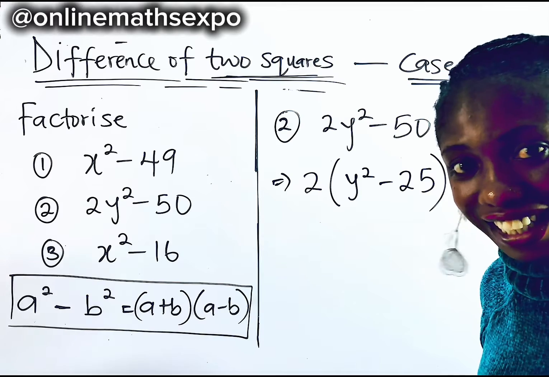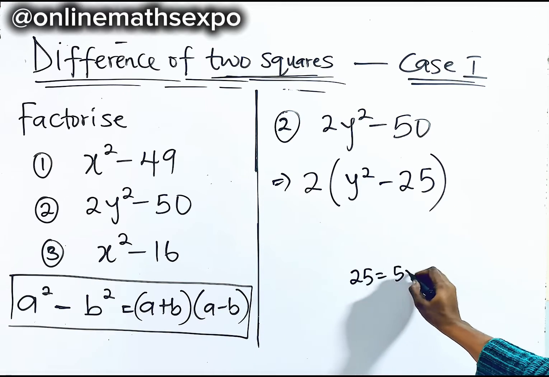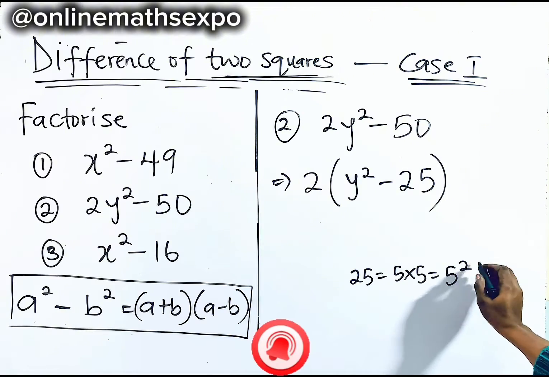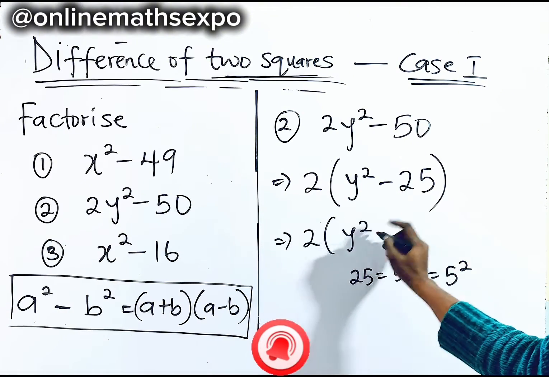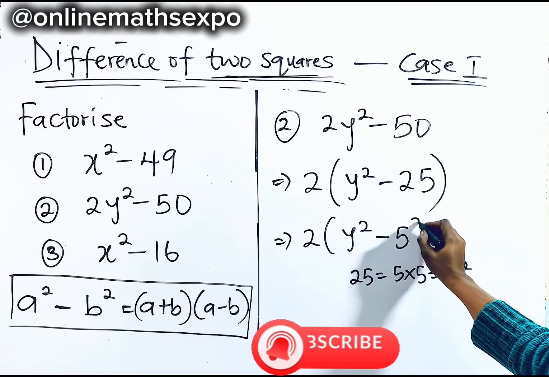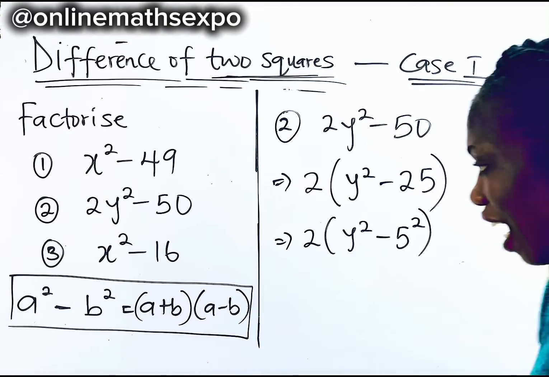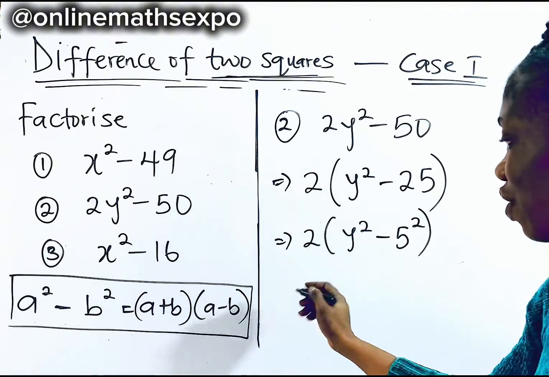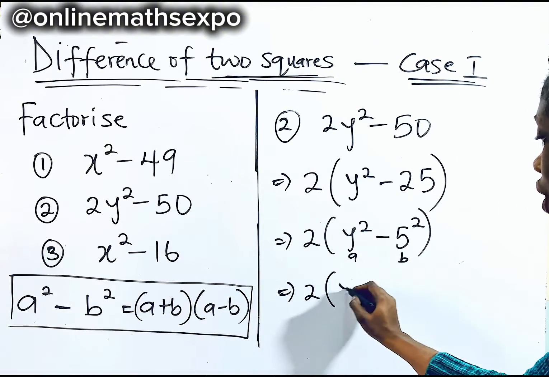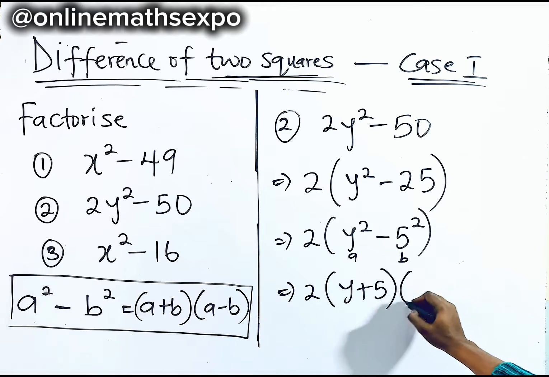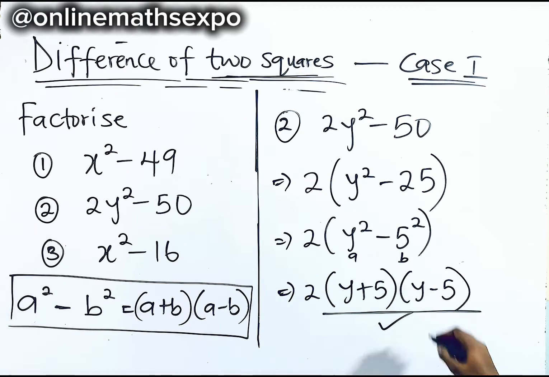Can you still apply it? Yes. 25, you know, is 5 times 5, which is 5 squared. So it means we are going to have 2 into y squared minus, and this is the same as 5 squared. Interesting. So at this point, you can now apply this formula. To give us 2 into, this is A, this is B. So we have y plus 5 into y minus 5. And this gives us the answer.